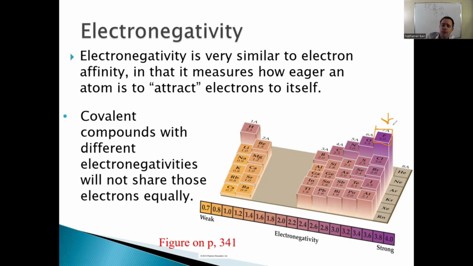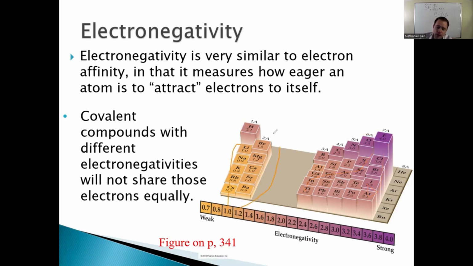Fluorine is at the top of its class. Okay, fluorine has got a 4.0. Nobody wants electrons like fluorine. And as you move away from fluorine, both to the left and down, the electronegativity values drop off quite a bit. Okay, especially you get over here.